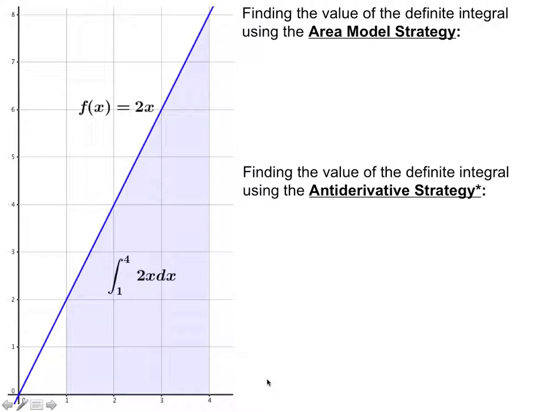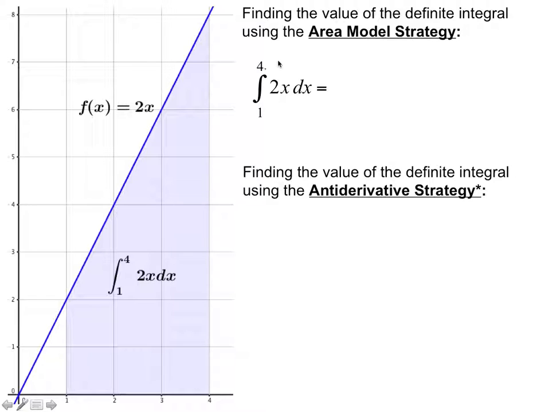So let's start by looking at an example that we've had in the past, using the area model strategy to evaluate this definite integral. We have a function here. This function is 2x, and we want to evaluate the definite integral from 1 to 4. We know that means we're going to accumulate a region between the function 2x and the horizontal axis. That region is going to start at 1 and end at 4, and in this case, since it's above the x-axis, we want to know the area of that region.